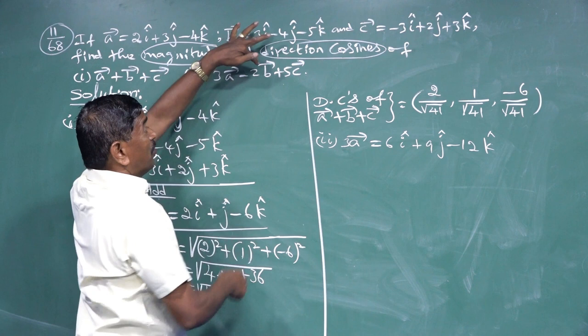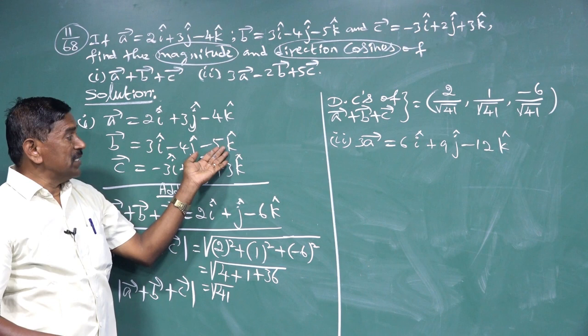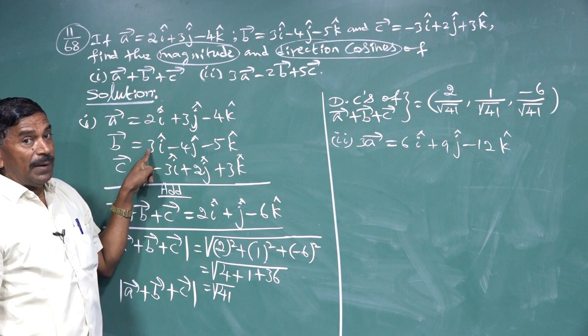What is the second term? Yes, minus 2B vector. B vector is given, but I need minus 2B vector. That means minus 2 multiplying all the terms of i, j, k. Start. Here, second table, simply second table. Keep the sign in i cap. Yes, 2 threes are 6. Minus into plus is minus.